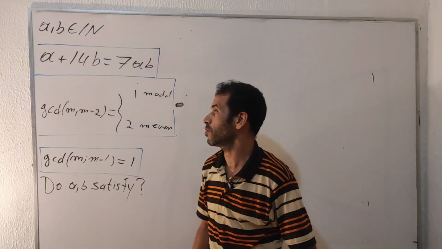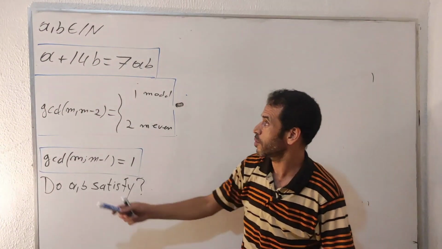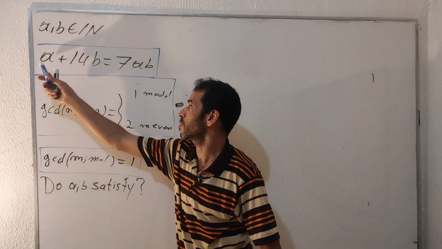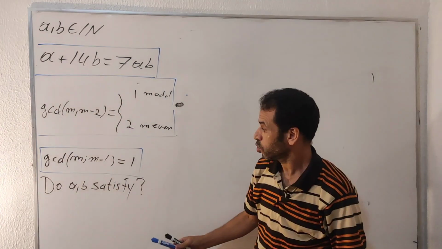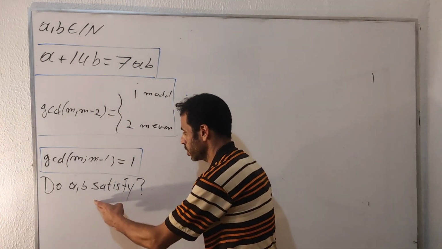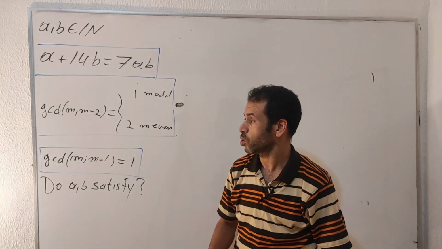In this video, I would like to introduce a very nice problem regarding arithmetic and number theory. Here is the setup. We have a and b as natural numbers. We have the following equation: a plus 14b equals 7ab. The question is: do a and b satisfy this equation? Which means, do we have a solution for this equation?